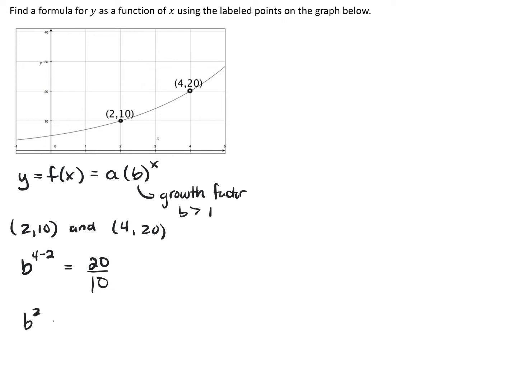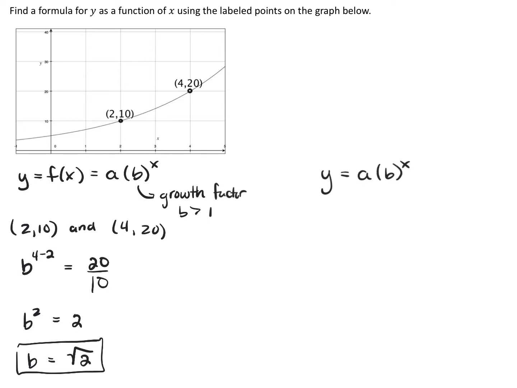And so b to the second power is equal to 2, therefore b is equal to the square root of 2. So now that I have the growth factor, which we check, it is a value greater than 1, then the next thing that we want to do is calculate the initial value a. So to calculate the initial value a, I'm going to substitute in everything that I have into the formula y is equal to a times b to the x.